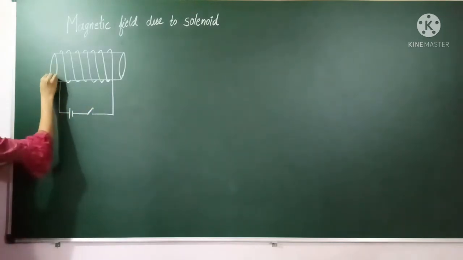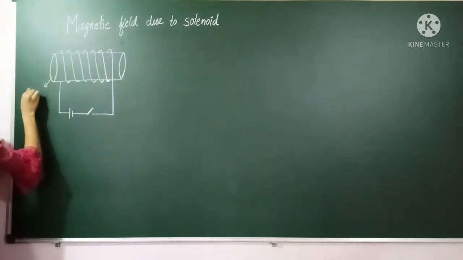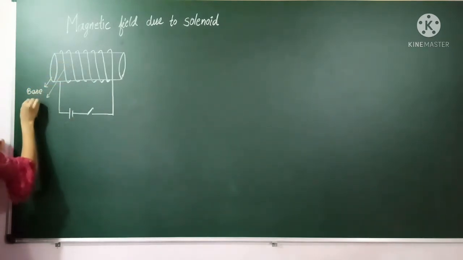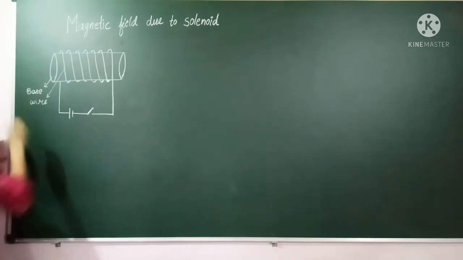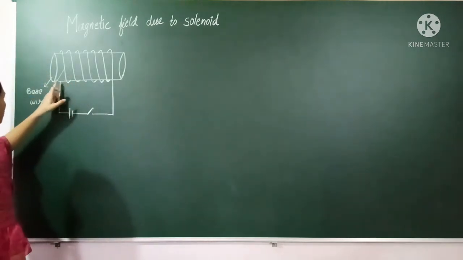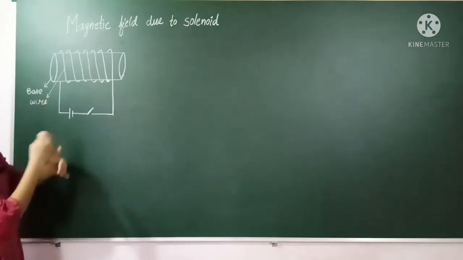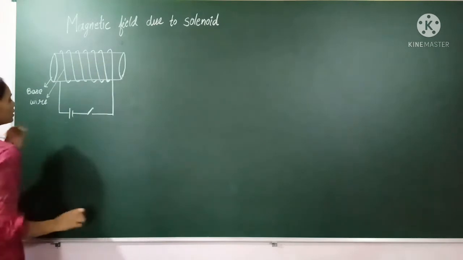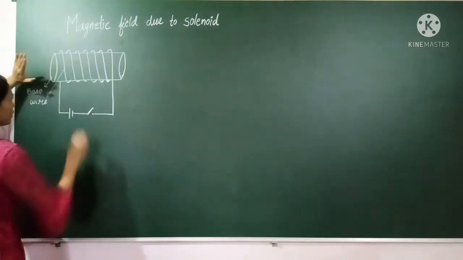Next, this is called the non-conducting base, and this is called the wire. You see here, this base should be a non-conducting material and these wires are conducting but coated with non-conducting material. It should be coated or else a short circuit may happen. So for that we coat the wire.